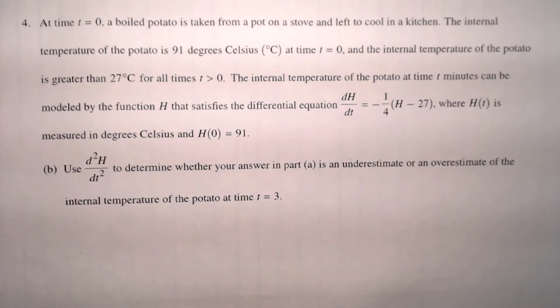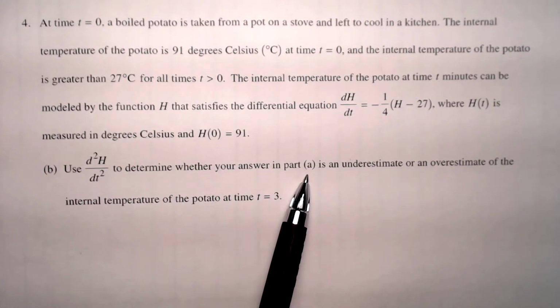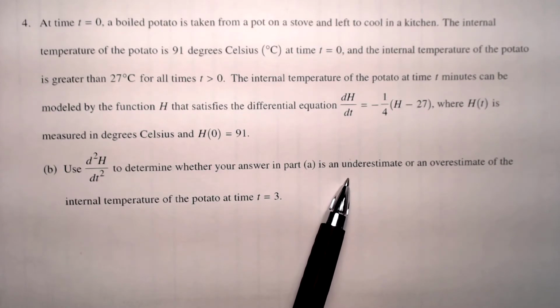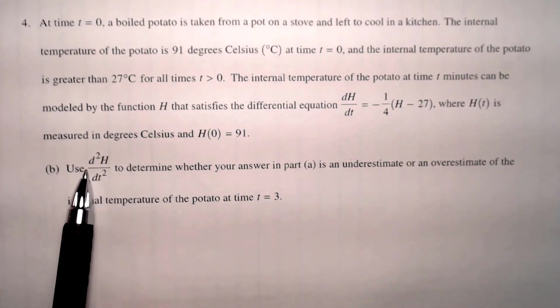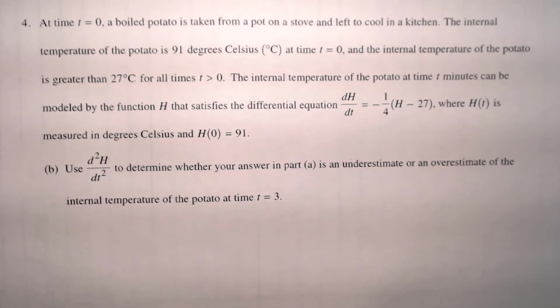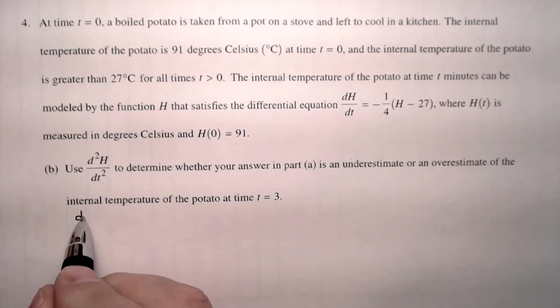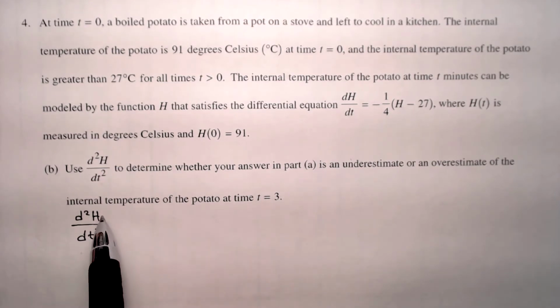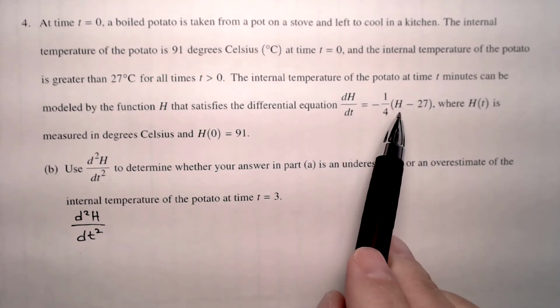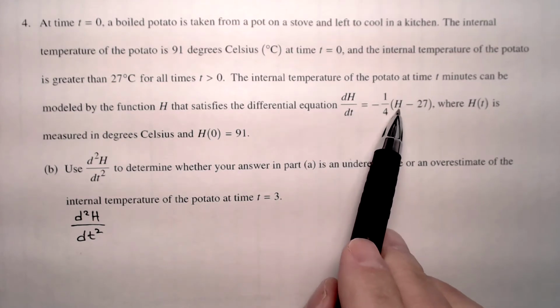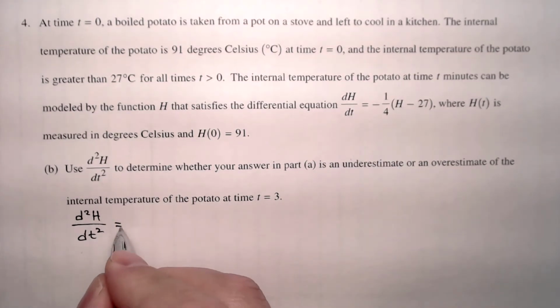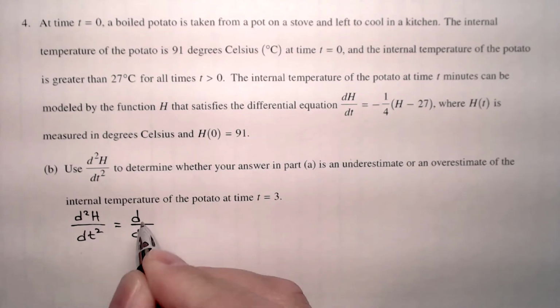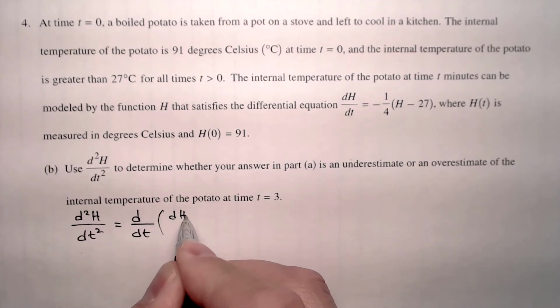In this question, we are being asked whether our answer in part A is an over or underestimate, and we need to use the second derivative of h with respect to t to determine that. And so let's calculate the second derivative of h with respect to t. And because the first derivative is a function of h, we need to rewrite this as d over dt of dh over dt.